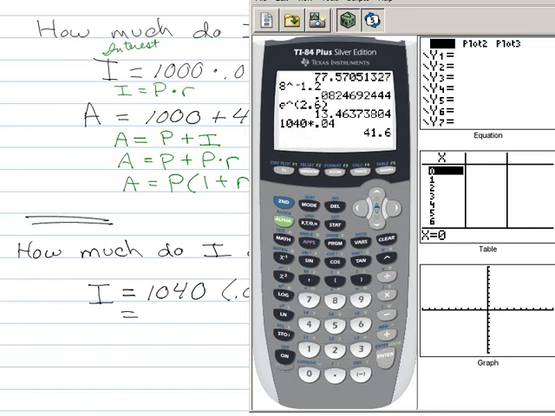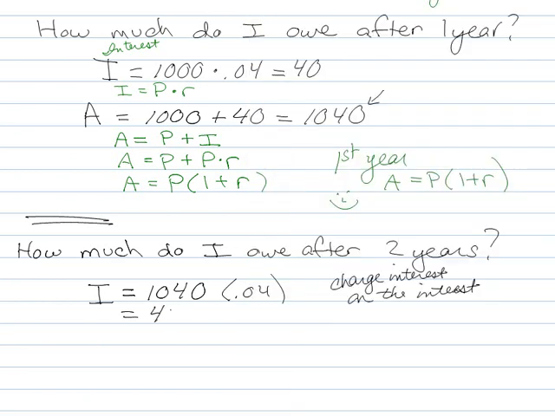So $41.60. So my new interest is $41.60. So the new amount I owe is the amount I owed last year plus $41.60. And think about it, this makes sense. If you don't pay your bills, if you take out $1,000 on your credit card, it's not like they just charge you 18% once.